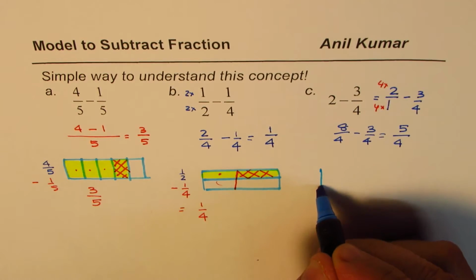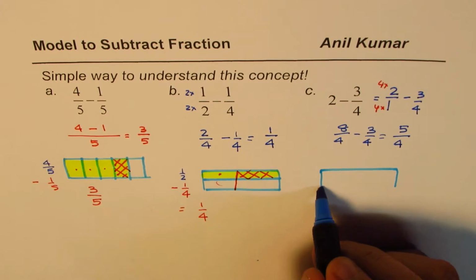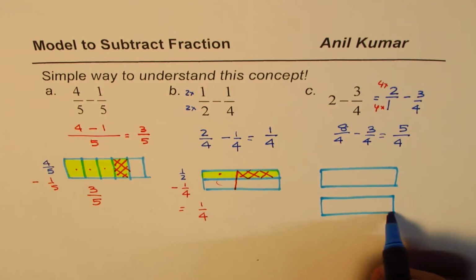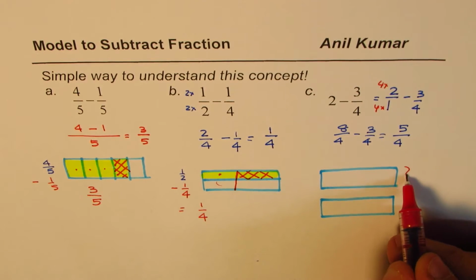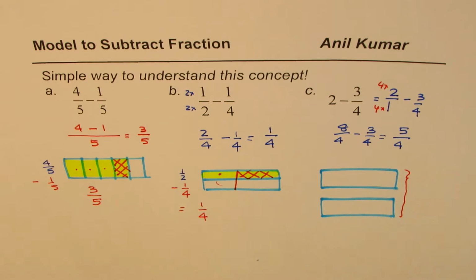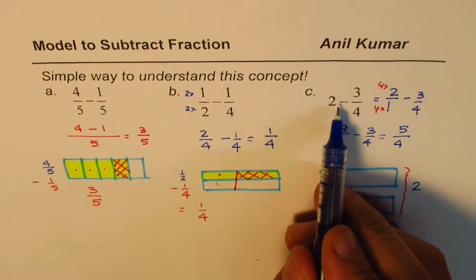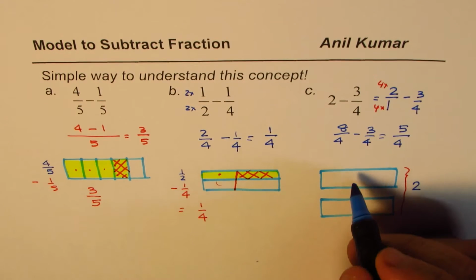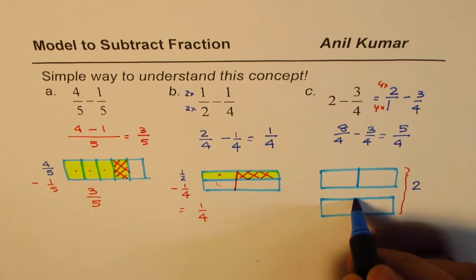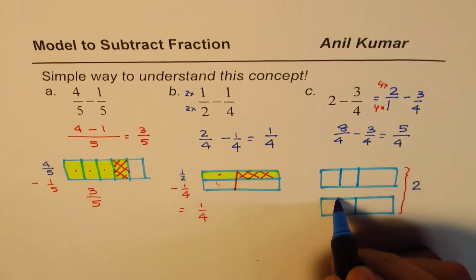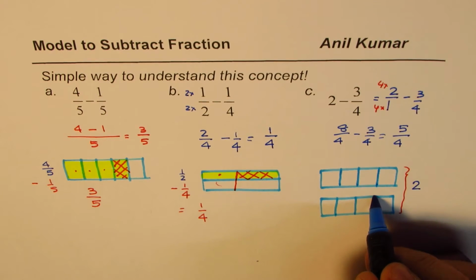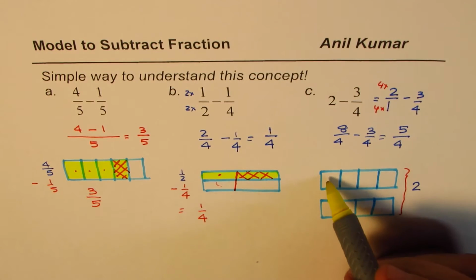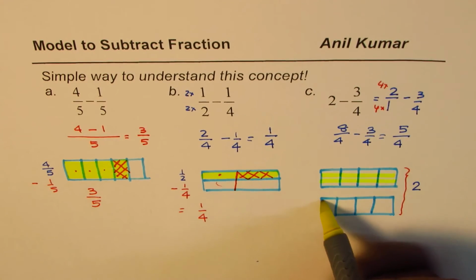2 wholes is 2 rectangles like this, right? Let's say 2 rectangles. That is 2 wholes, right? So this is 2. Both together represent the number 2. Now we have to take away 3/4. 3/4 means we have to divide this into 4 equal parts, right? So let me divide them into 4 equal parts. We're talking about 2 wholes, so let me shade all first.